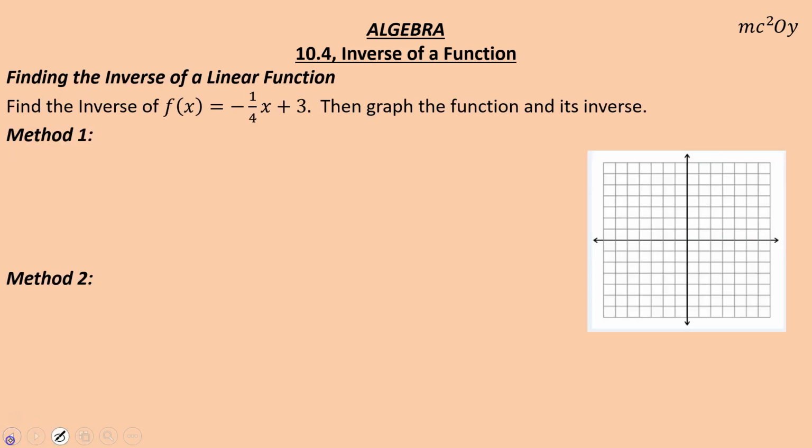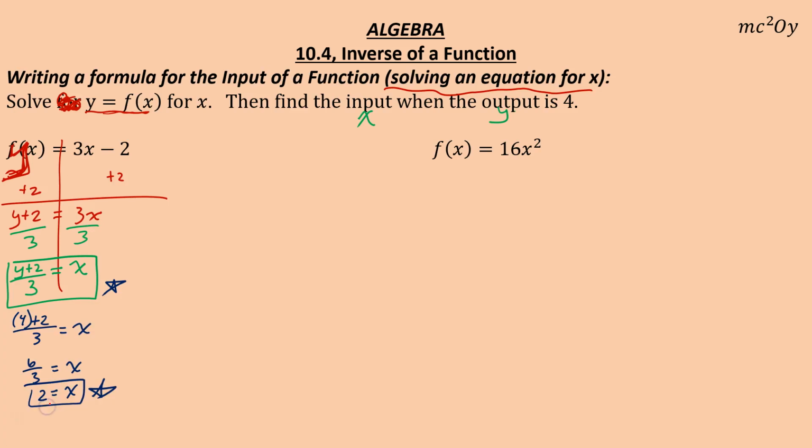Once again, we are solving for x. We're going to make f of x be y, just replacing f of x with y. First step, divide by 16. So we end up with y over 16 equals x squared. The next step is take the square root. Now remember, anytime you impose a square root, you have to put plus or minus in front of it. So x equals plus or minus the square root of y over 16.